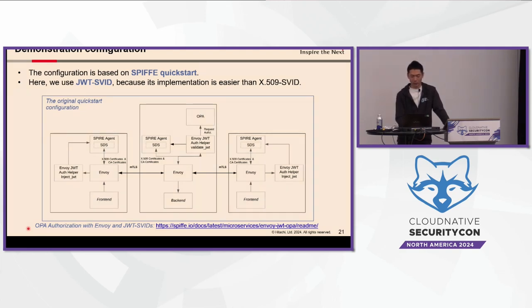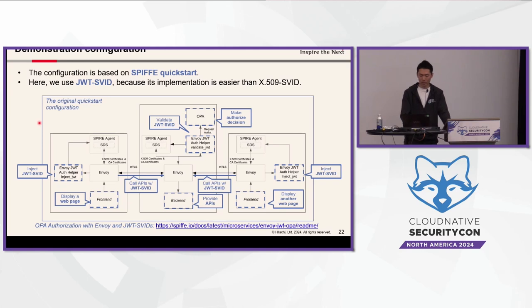Here we use JWT-SVID because its implementation is easier than X509-SVID. And currently in the client authentication process, it just decodes the JWT-SVID and verifies each claim. The part of fetching the latest SVIDs is not yet implemented. This is a future task.